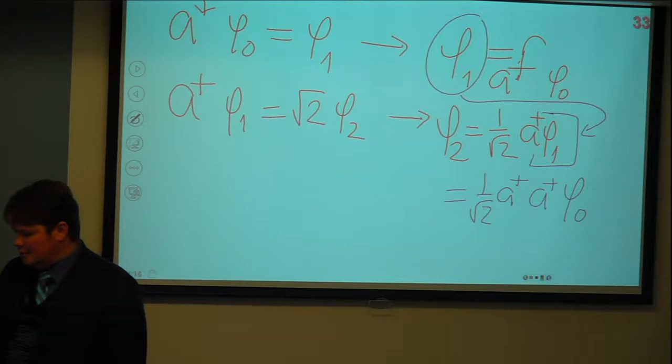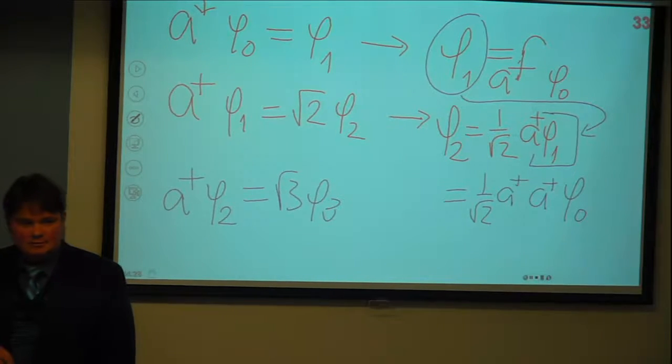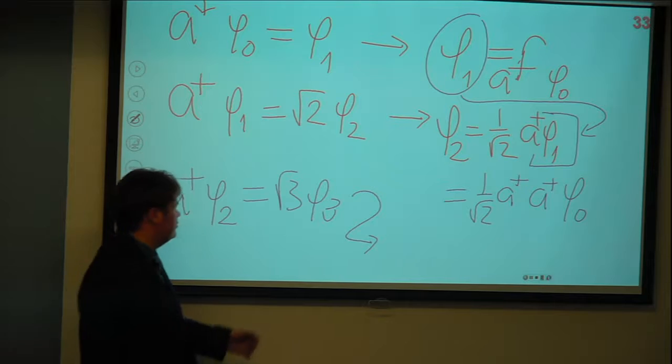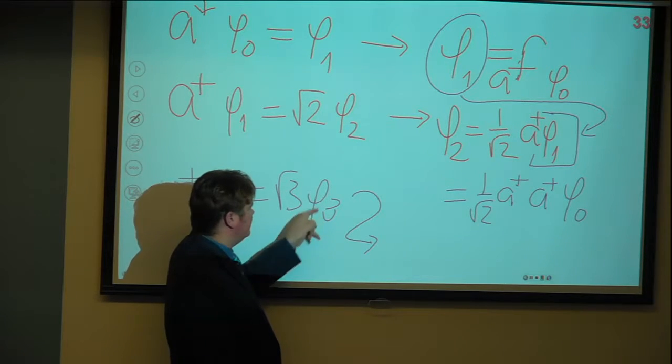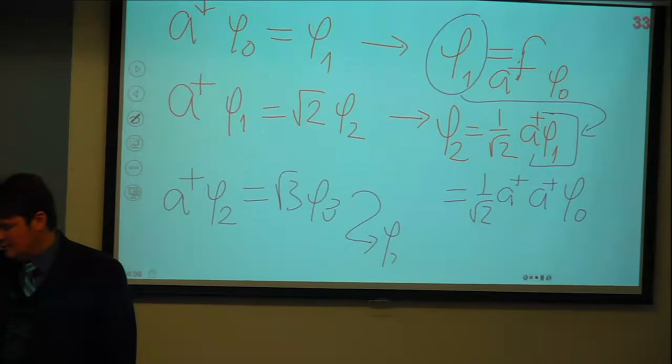Right? So if we are applying the raising operator to psi 2, it will be the square root of 3 times state psi 3. So if you practice the same inversion, we actually need psi 3. Psi 3 should be 1 over square root of 3, a dagger, psi 2.